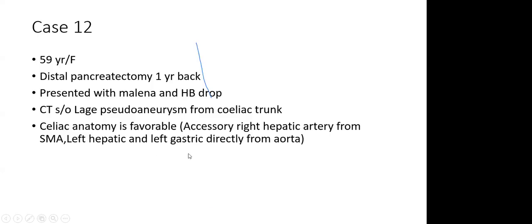Yes, sir. So this is a 59-year-old female patient who had a distal pancreatectomy 1 year back and then presented with melena and hemoglobin drop. CT is suggestive of a large pseudoaneurysm from the celiac trunk. However, celiac anatomy is favorable. The patient has an accessory right hepatic artery, a native right hepatic artery from the main hepatic artery and celiac trunk, and the left hepatic artery and left gastric directly from the aorta. So this is the most favorable anatomy I have encountered in these pathological cases.